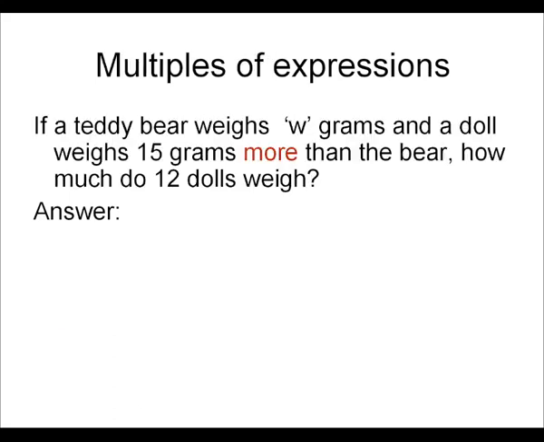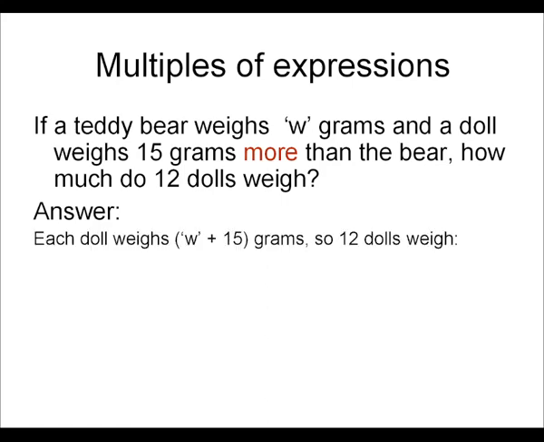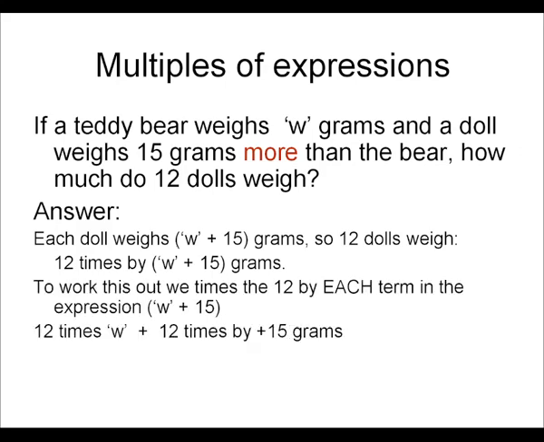Looking at multiples of expressions, or adding expressions together as well as multiples of expressions. If a teddy bear weighs W grams and the doll weighs 15 grams more than the bear, how much do 12 dolls weigh? So in this question, first of all, we needed to know how much each doll weighed. Each doll weighed W plus 15 grams. So 12 dolls weigh 12 times that. And we found that when we multiplied 12 by the expression W plus 15, we got 12 times W plus 12 times the plus 15, which gave us a total of 12W plus 180.